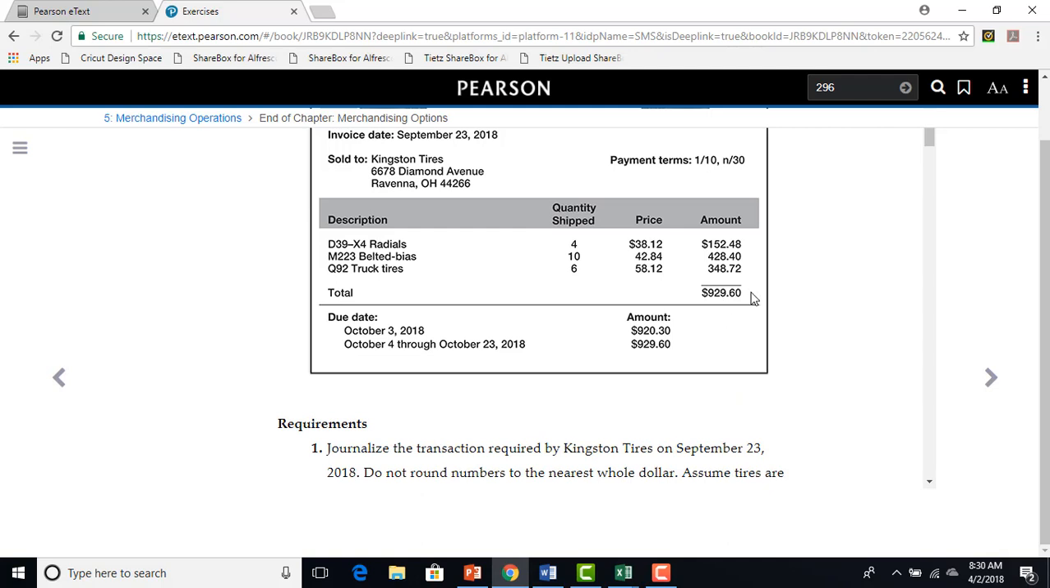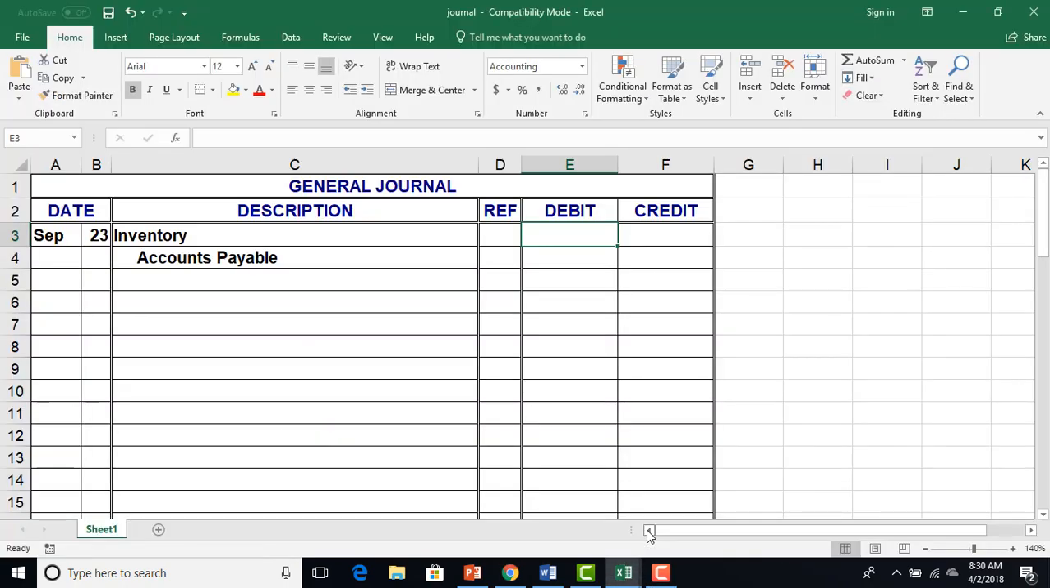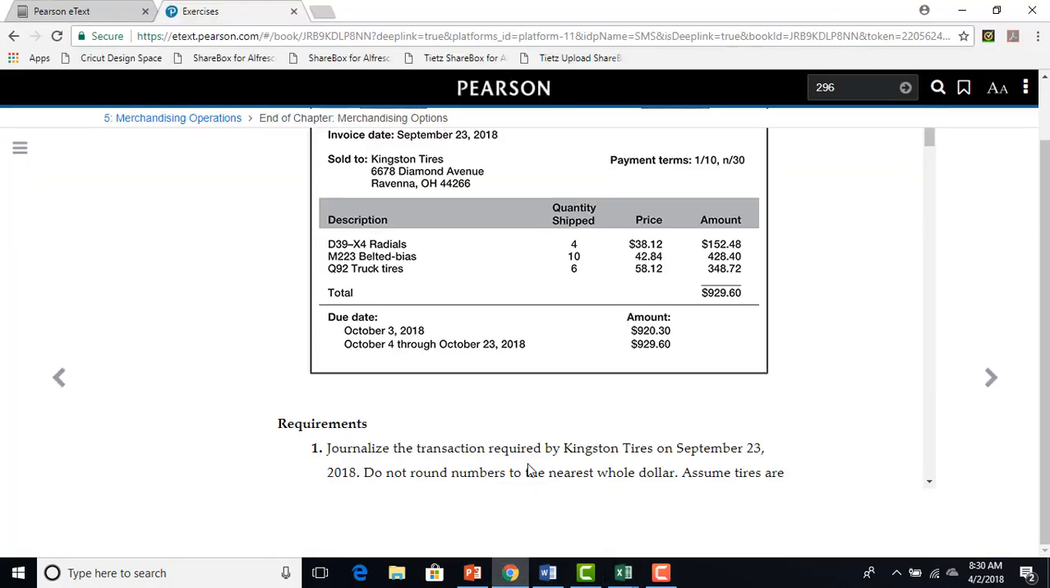And then all I want to do is pull the total price off this invoice, which is right here, $929.60. So I'm going to record this transaction for $929.60. And I've now completed requirement 1.